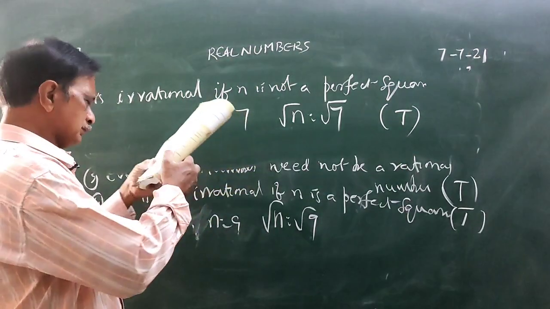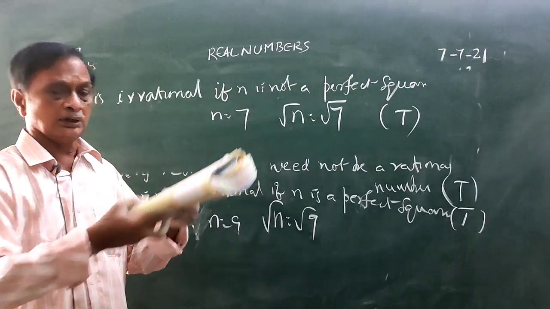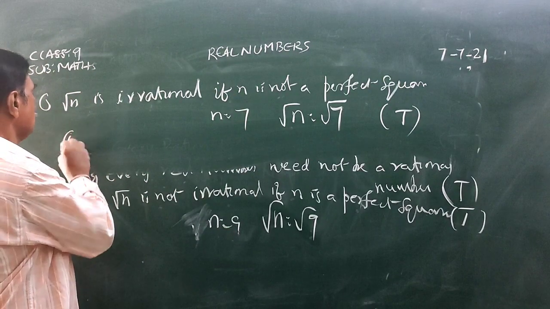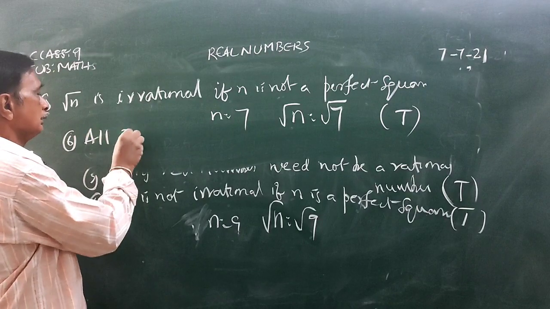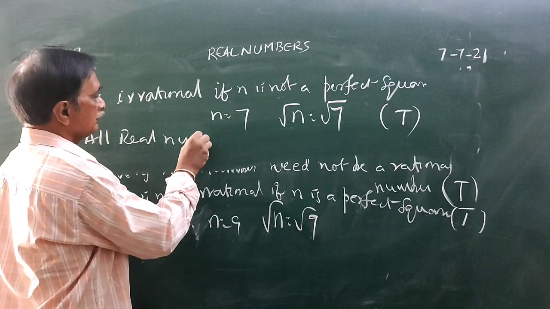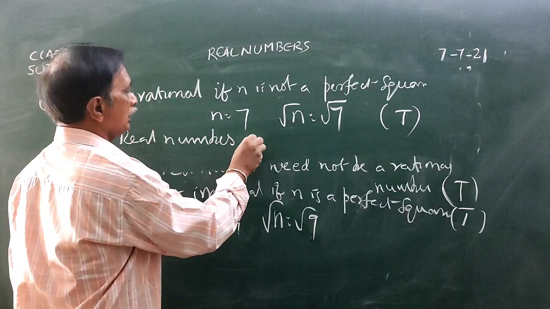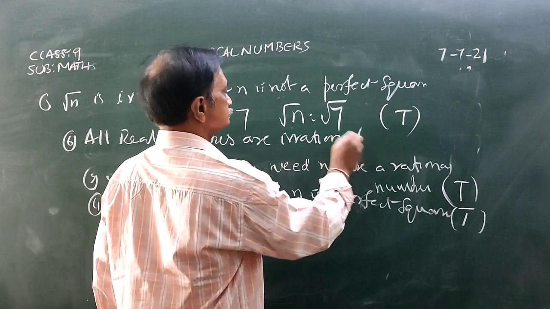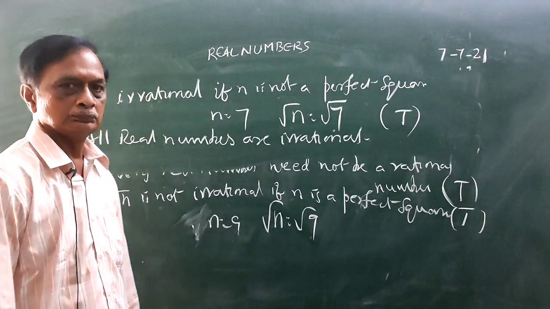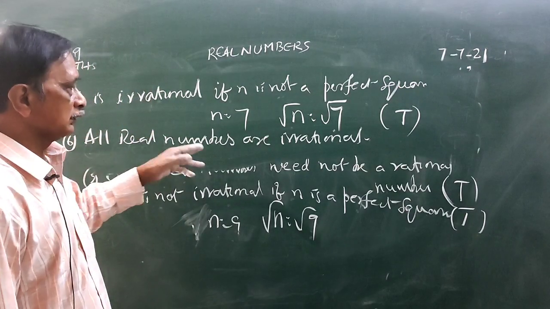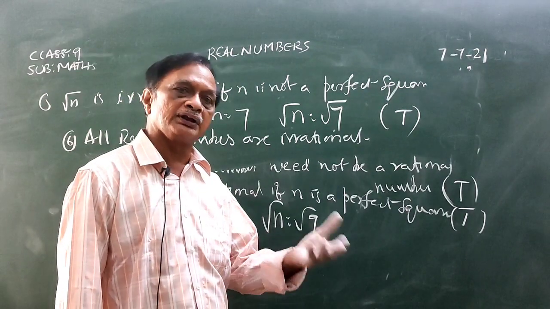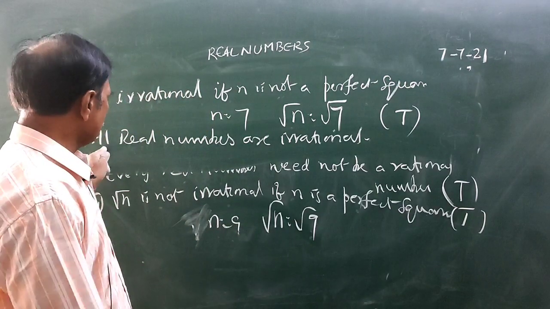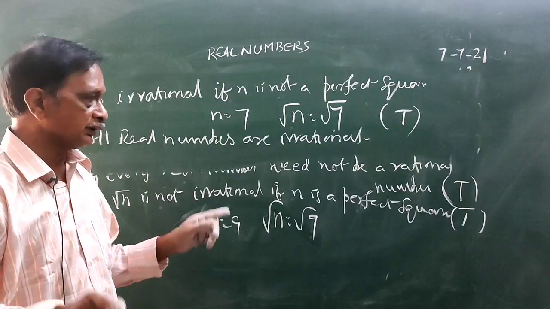And the last one is: all real numbers are irrational. No. There are some real numbers which are not irrational. What are they? Rational. But here what is given? All real numbers are irrational.